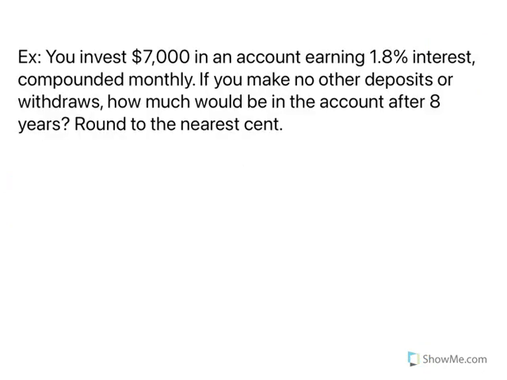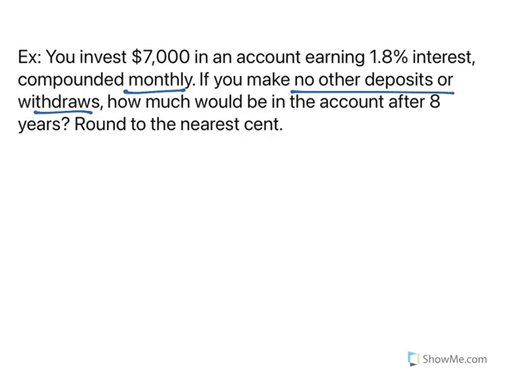Okay, let's jump in. I'm going to do 2 examples. If the first one is good enough for you, you can quit watching after that, but I'll do 2 different periods so you can see how the formula changes a little bit. First, you invest $7,000 in an account earning 1.8% interest compounded monthly. If you make no other deposits or withdrawals, how much would be in the account after 8 years? Round to the nearest cent. It's important that we say no other deposits or withdrawals because that means only the beginning principal is what we're talking about here.